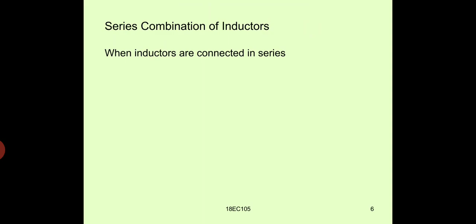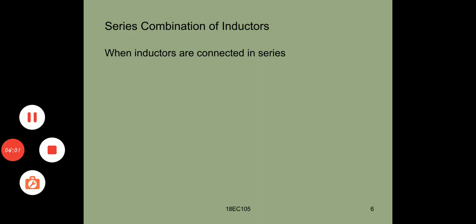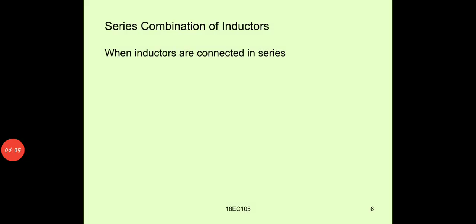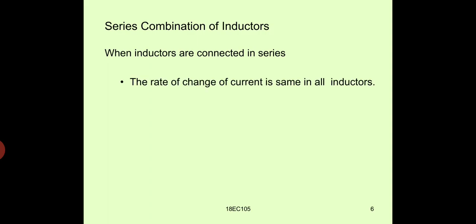Now let us see the series combination of the inductors. When the inductors are connected in series, the rate of change of current is the same in all the inductors because same current flows, and they are in series. We know that when elements are in series, the current remains the same in all the devices connected. So the rate of change of current is the same in all the inductors. The frequency also of course remains the same.